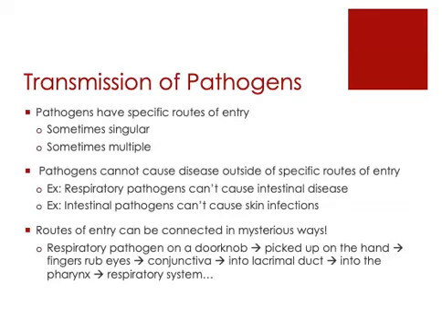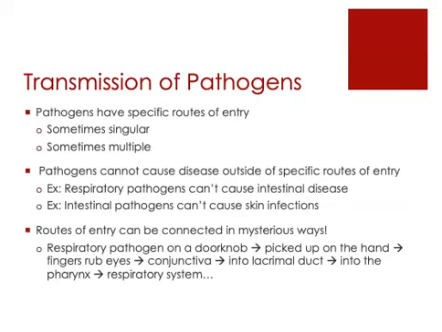Another good example is intestinal pathogens can't cause skin infections. It's just not possible. They're not able to enter routes that lead to tissues they're unable to infect. And of course, as I mentioned a minute ago, we have to remember that sometimes routes of entry can be connected to the tissues that a pathogen infects in very mysterious ways.